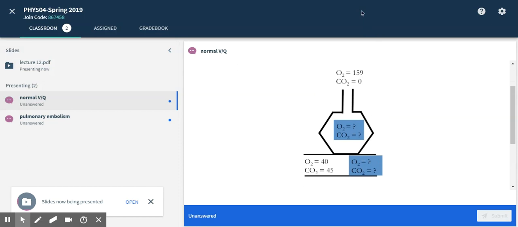What happens if you have some kind of blockage on the perfusion side? What would you see in that blue box? And what would your VQ ratio be?